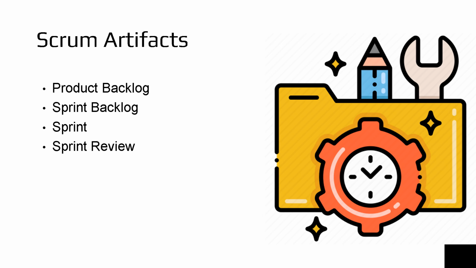Scrum artifacts. There are 4 main artifacts in Scrum: the product backlog, the master list of work to be accomplished; the sprint backlog, the tasks for the current sprint; the sprint, where the team works on tasks from the sprint backlog; and the sprint review, a demonstration of accomplished work at the end of the sprint.